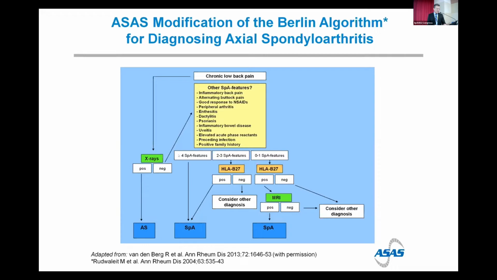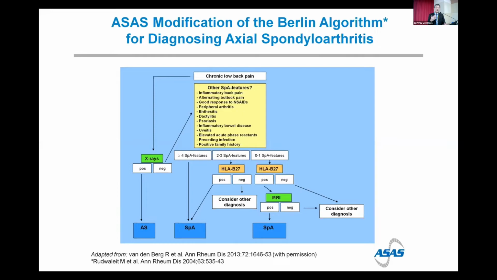But if the X-ray is negative or uncertain, then you should go back to collect more clinical features such as IBP or good response to NSAIDs or peripheral arthritis, uveitis, dactylitis, etc. Then if you have 4 or more SpA features, then you got the diagnosis. You don't need another biomarker. You even don't need HLA-B27. So again, 4 is our consensus right now for clinical diagnosis.